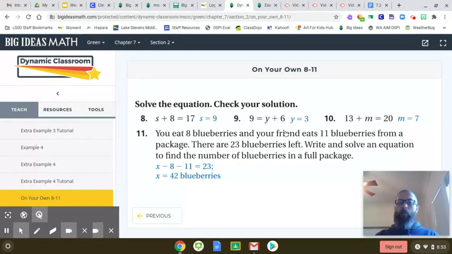Last one, you eat 8 blueberries and your friend eats 11 blueberries from a package. There are 23 blueberries left. Write and solve an equation to find the number of blueberries in a full package. So we start off with x, which is the total amount in the package, minus 8, which is how many you ate, minus 11, which is how many your friend ate, equals 23. So we're going to add 8 to both sides, and you end up with 31. And then you're going to add 11 to both sides, and you end up with 42. So x is equal to 42 blueberries before you started.